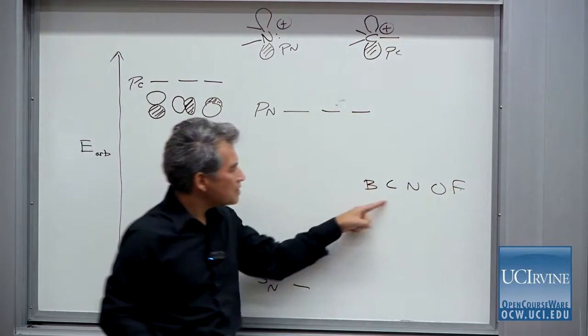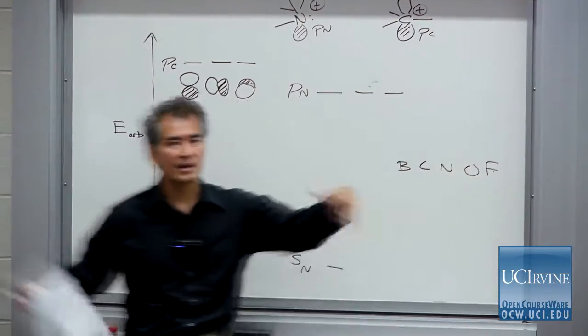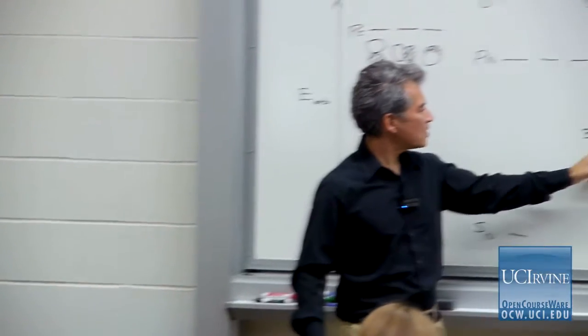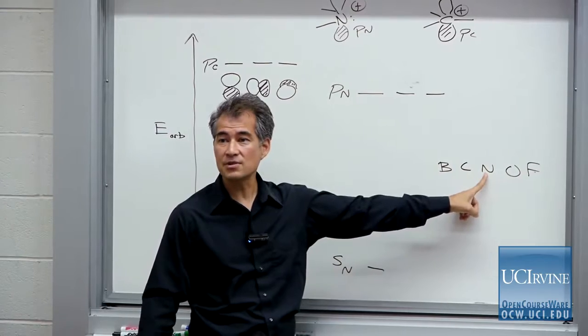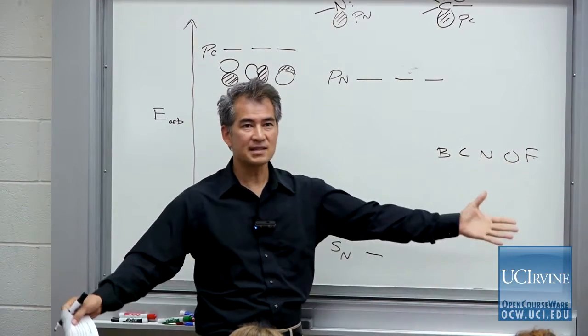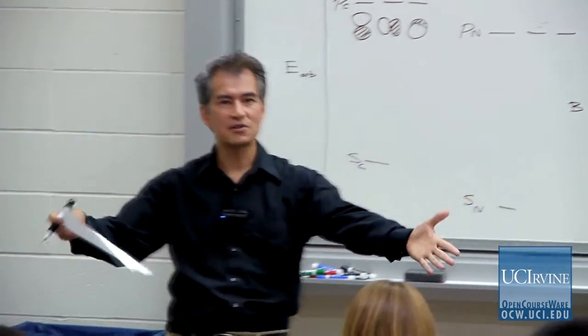As we march across the periodic table from boron to carbon to nitrogen to oxygen to fluorine, things become more electronegative because there are more protons in the nucleus. There is one more proton in the nucleus of carbon. There's yet one more proton in the nucleus of nitrogen. There's one more proton in the nucleus of oxygen. Those protons have a positive charge, and if you were an electron, you would enjoy those positive charges more.